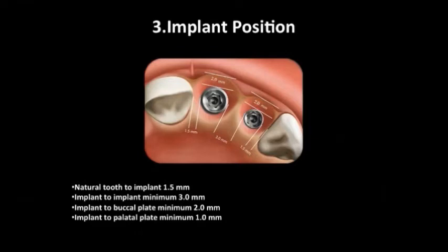As you can see in the picture, the gap between, again, the tooth and the implant is 1.5 minimum. Between two implants, a minimum of 3 mm. And as you can see also from the palatal side, we should leave at least 1 mm so we don't have exposure from the palatal side as well.